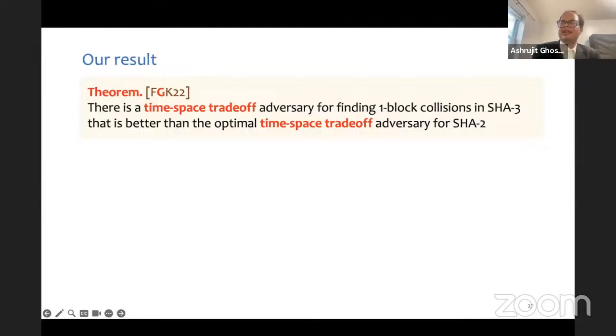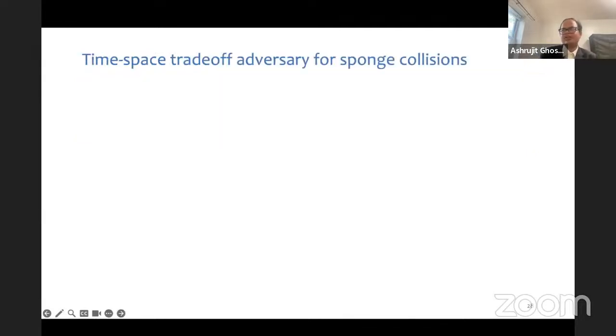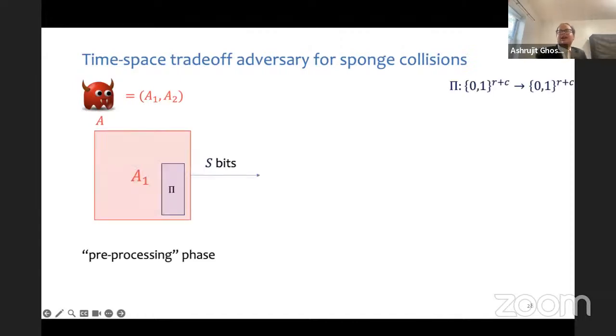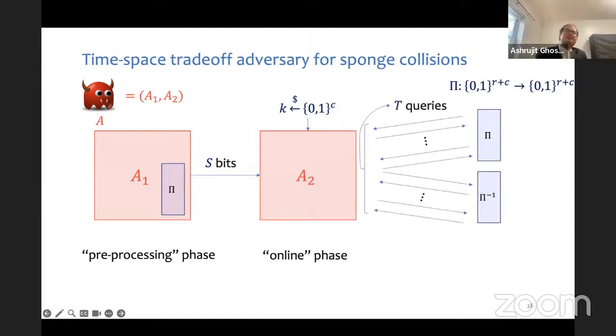Okay, so let me informally define what a time-space trade-off adversary in this context is. A time-space trade-off adversary A consists of two stages, A1 and A2. The first stage, A1, is unbounded and has complete access to the permutation pi, which is modeled as a random permutation. A1 computes S bits of advice or preprocessing, which is input to the online phase, A2, along with the random key K. And the online phase can make at most T queries to the permutation and its inverse.